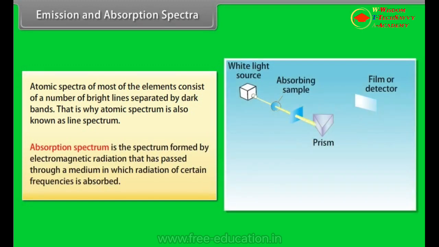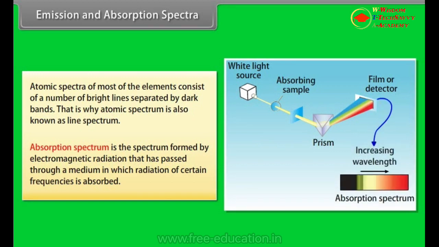Absorption spectrum is the spectrum formed by the electromagnetic radiation that has passed through a medium in which radiation of certain frequencies is absorbed.